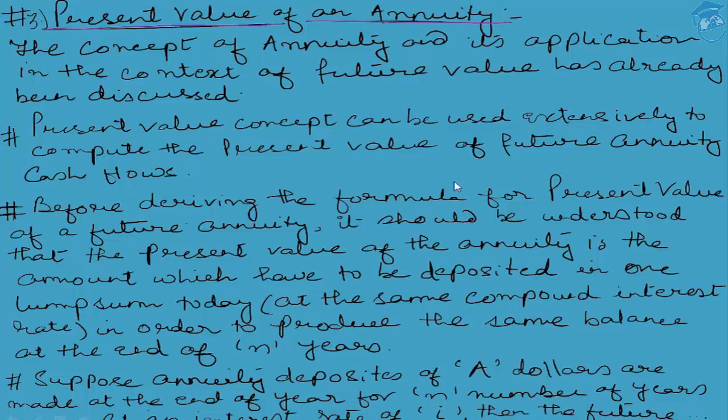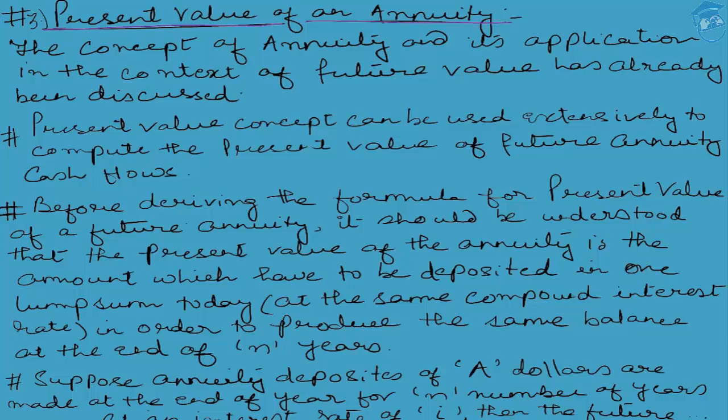Before deriving the formula for present value of a future annuity, it should be understood that the present value of the annuity is the amount which has been deposited in one lump sum today at the same compound interest rate in order to produce the same balance at the end of n years. So when we understand it stepwise, step number 1 was to calculate the present value of the future annuities. The sum total of the present value of the future annuities shall represent a lump sum amount which has to be deposited.